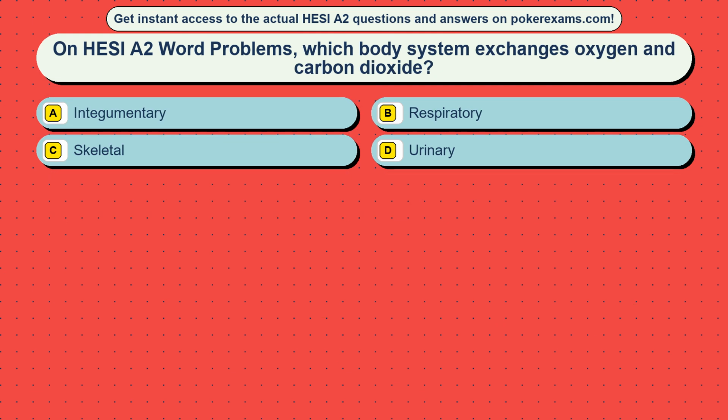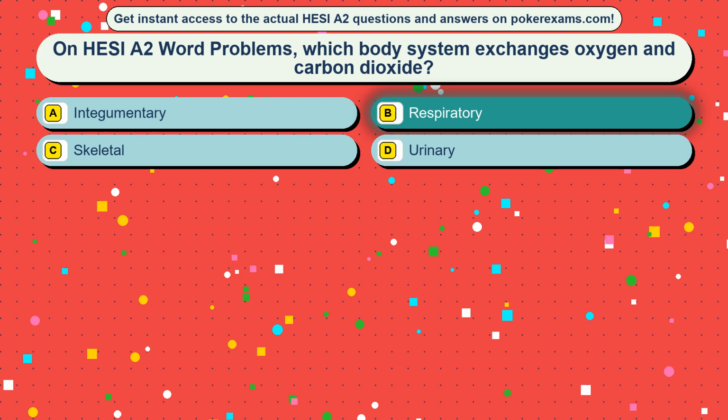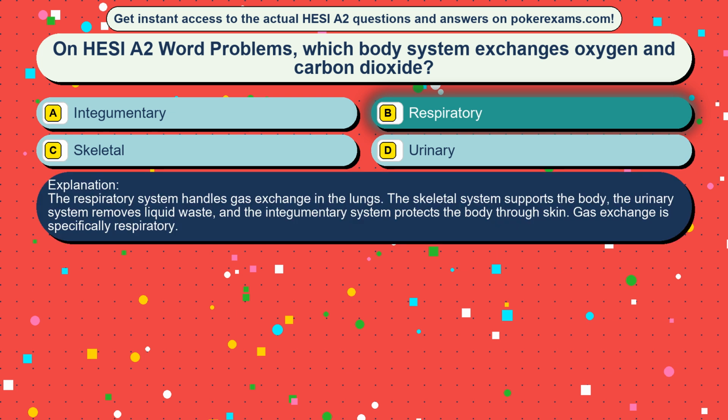Question 4. On HESI A2 word problems, which body system exchanges oxygen and carbon dioxide? Option A, integumentary. Option B, respiratory. Option C, skeletal. Option D, urinary. The correct answer is option B, respiratory. The respiratory system handles gas exchange in the lungs. The skeletal system supports the body, the urinary system removes liquid waste, and the integumentary system protects the body through skin. Gas exchange is specifically respiratory.